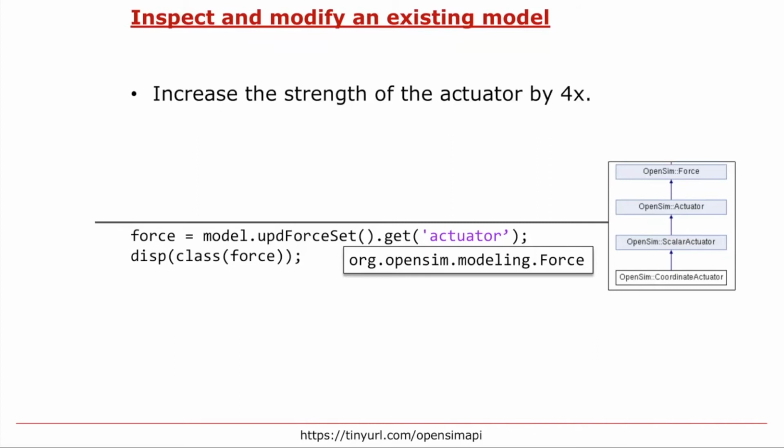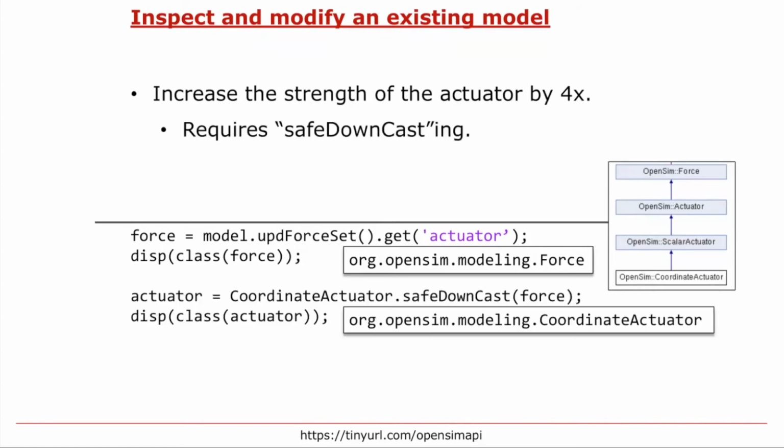Now, the strength of the actuator is a property of the coordinate actuator class, not of the force base class, and so we cannot set the strength if we only have a force object. To convert the force into a coordinate actuator, we use the safe downcast function. When we call class on the actuator variable, we see that we now have a coordinate actuator. So that means we now have access to the functions for getting and setting the strength of the coordinate actuator.